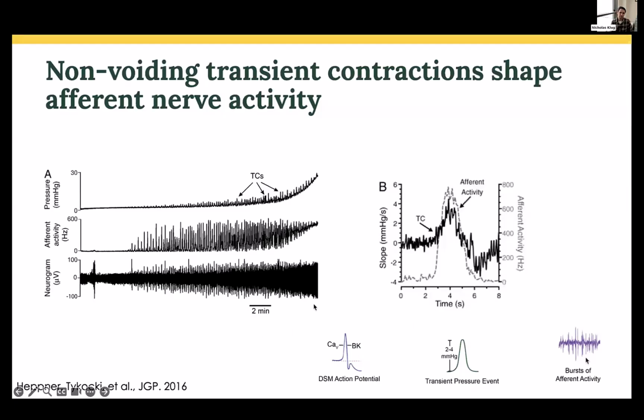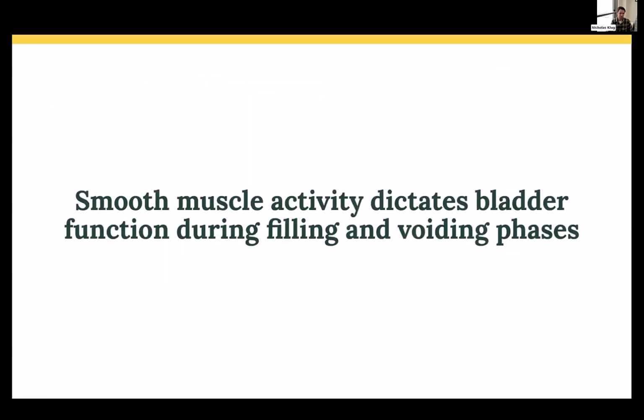So the main point I'm trying to make with this slide is that, even when the bladder is not voiding, this ongoing muscular activity is really key for bladder function. I just hope that I can communicate that one point, that the smooth muscle activity within the bladder is really important during filling and during the voiding phases. It's not just relaxed doing nothing during the filling phases.